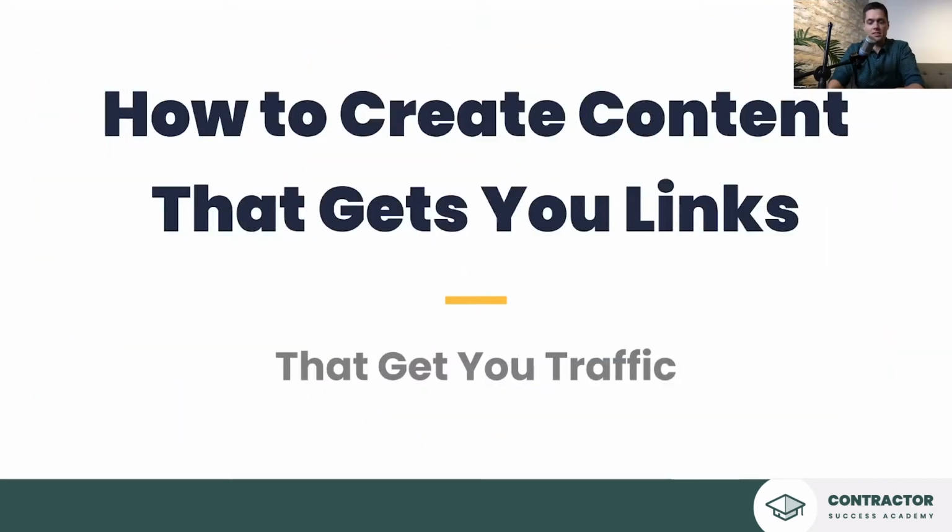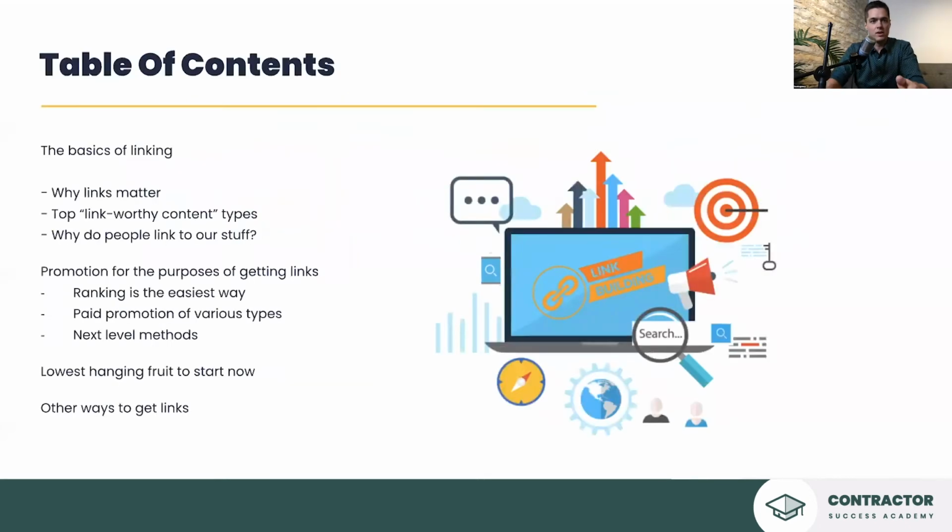So, how to create content that gets you links, that gets you traffic. We'll be talking about the basics of linking, why links matter, the top link-worthy content types. So we talk about creating link bait and why people link to our stuff. Ranking is the easiest way to get links back to content. You've got to rank the content first. Paid promotion in various types. Next level methods. We'll even be sharing some crazy secrets in here. And lowest hanging fruit to start now. And other ways to get links, just for people that are not super used to the idea of getting links back to their website, we'll give you a bunch of easy ways to get links now.